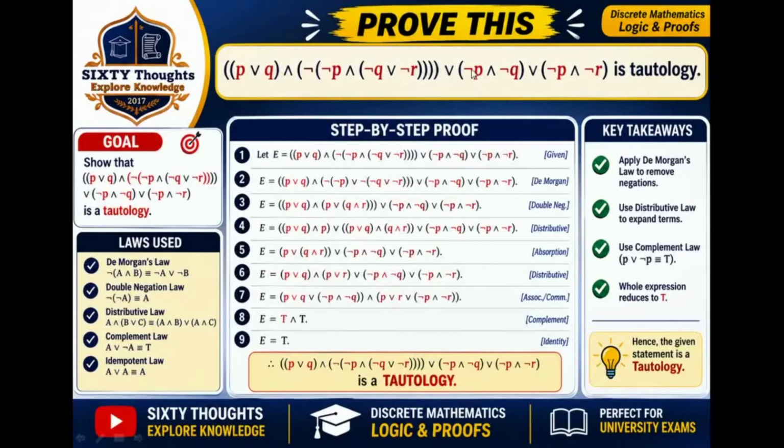We are going to prove the statement is a tautology, which means we are going to simplify the statement. We get the final answer only T. Once we get T, therefore the given statement is called a tautological statement. Otherwise, it is not a tautology.